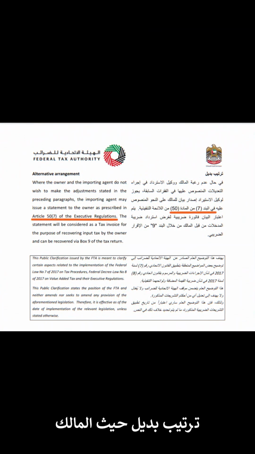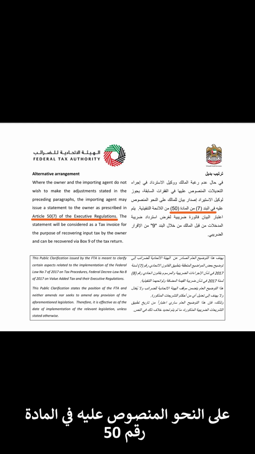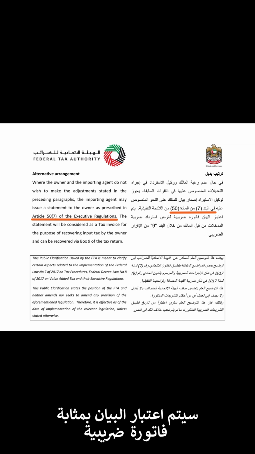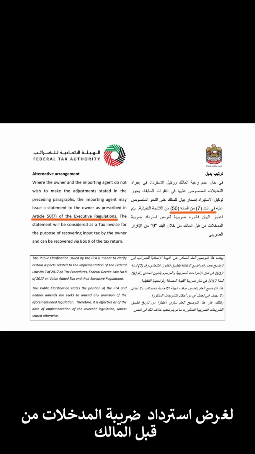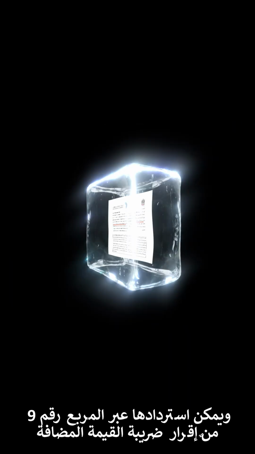Alternative arrangement, where the owner and the importing agent do not wish to make the adjustments stated in the preceding paragraphs. The importing agent may issue a statement to the owner as prescribed in Article number 50, clause 7 of the executive regulations. The statement will be considered as a tax invoice for the purpose of recovering input tax by the owner and can be recovered via box number 9 of the VAT return.